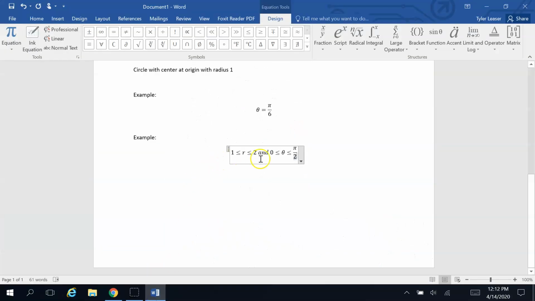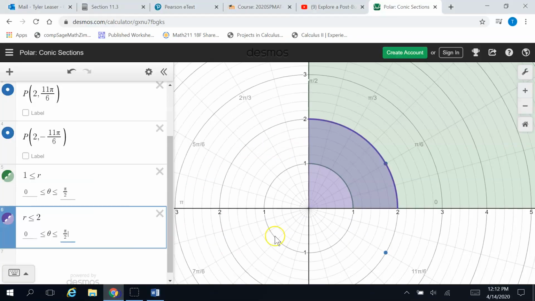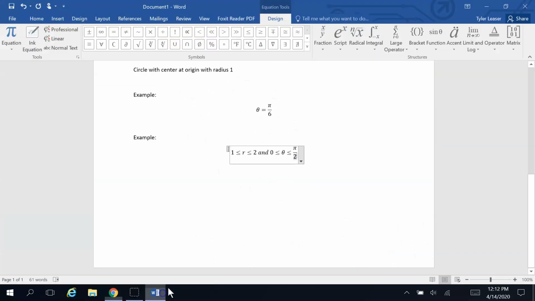What we care about from our example here, 1 less than or equal to r less than or equal to 2, and then 0 less than or equal to theta less than or equal to pi over 2, is where my purple and my green intersect. So notice that we get this kind of arc-looking shape here. This has a name to it. This is what we call a polar rectangle. So this is a polar rectangle here, defined like this: 1 less than or equal to r less than or equal to 2, 0 less than or equal to theta less than or equal to pi over 2.